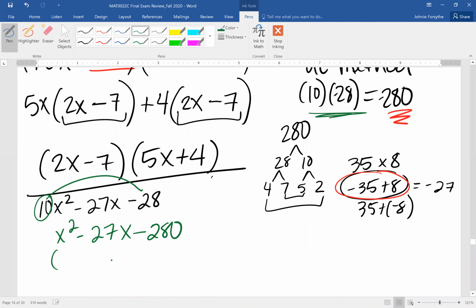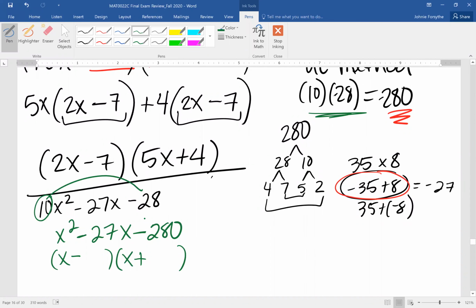So I'm going to start off by setting up the binomials. I need x times x. So I'm going to drop the first sign. So in this case, if this is negative, that means this is negative. Then to get the next sign, I'm going to do negative times a negative. That's a positive. So now I got to get my two numbers that multiply to give me 280. And then since 280 is negative, they should subtract to give me 27.